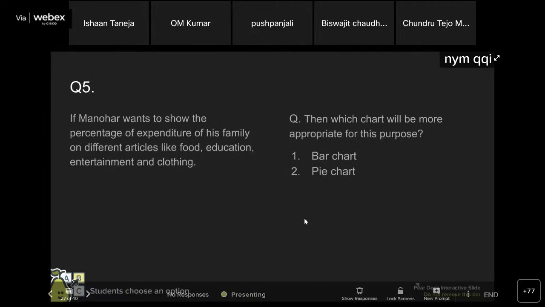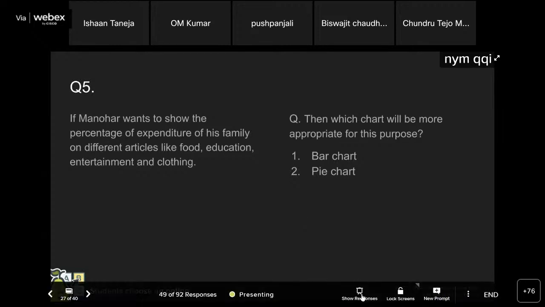Okay, if you are clear with that, let's move on to the next one. If Manohar wants to show the percentage of expenditure of his family on different articles, here again you have a categorical variable which can take four categories: food, education, entertainment, and clothing. And you are interested in the percentage of expenditure. So the major thing to focus on is that it's the percentage of expenditure, not the amount spent on each category. That's the only hint in this question you can work with.